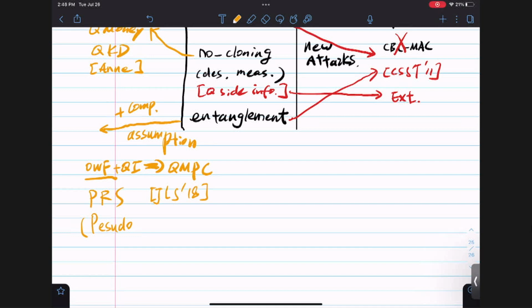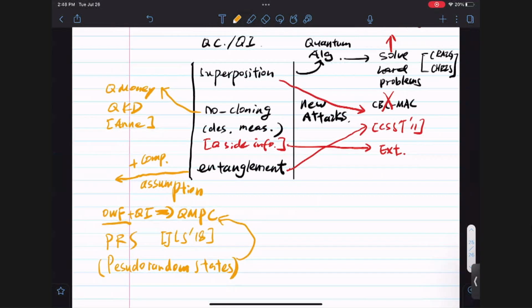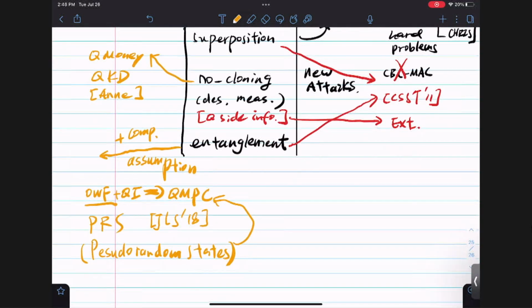And it turns out, in some recent work, these pseudo-random quantum states can be used to build quantum MPC as well. So one-way function might not be necessary. Okay, so this is another interesting direction, and again, you'll hear more from Dakshita's talk.